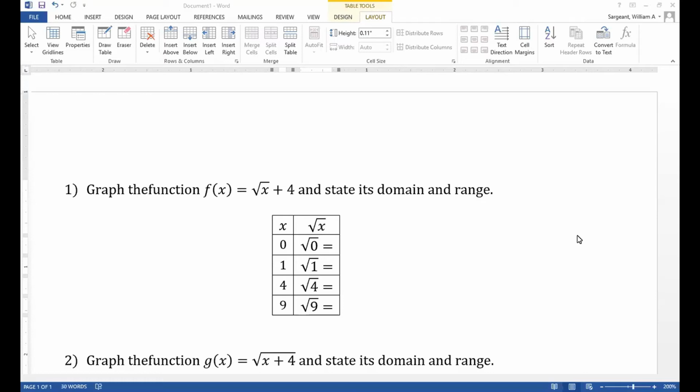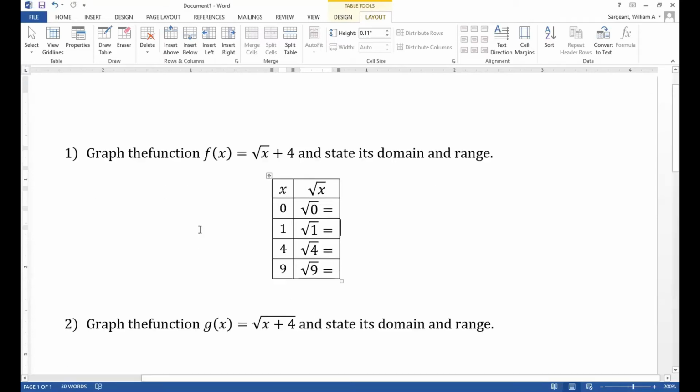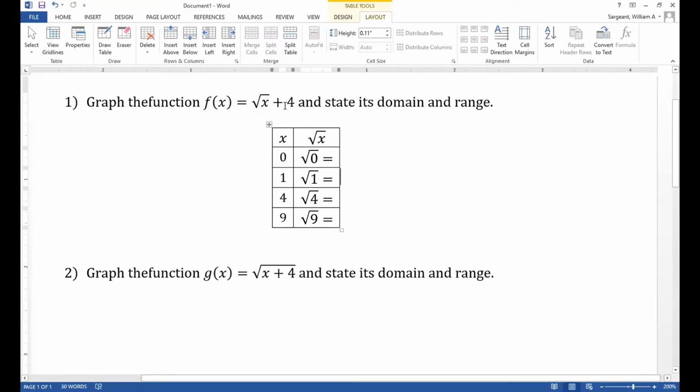So if we want to graph the functions where f of x equals square root of x plus 4, the 4 on the outside of the square root here, and the plus 4 on the inside of the square root here, we're going to get different results. But first off, the shape is going to come from the square root of x part.